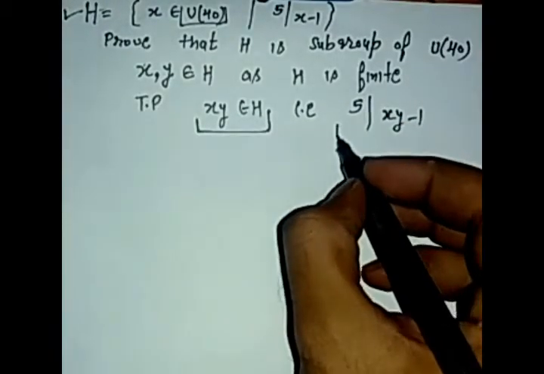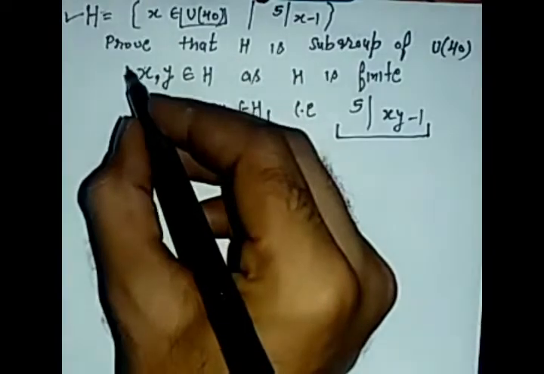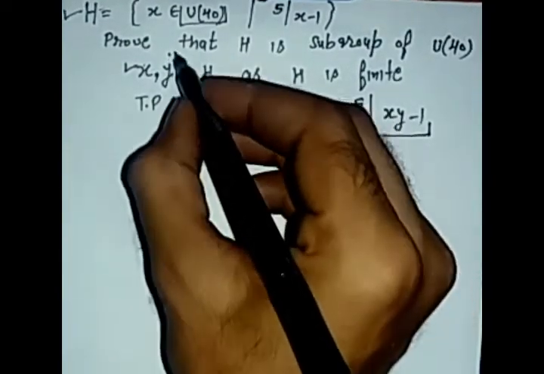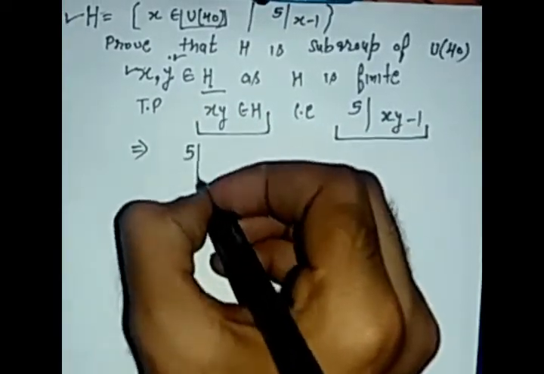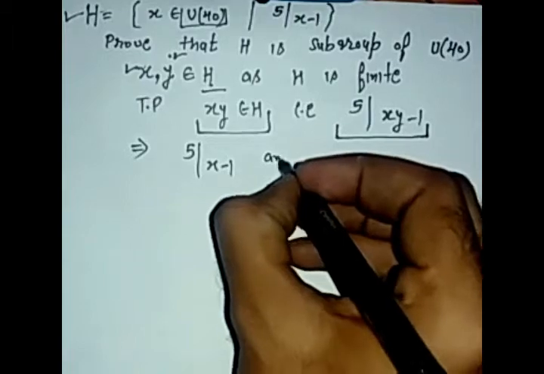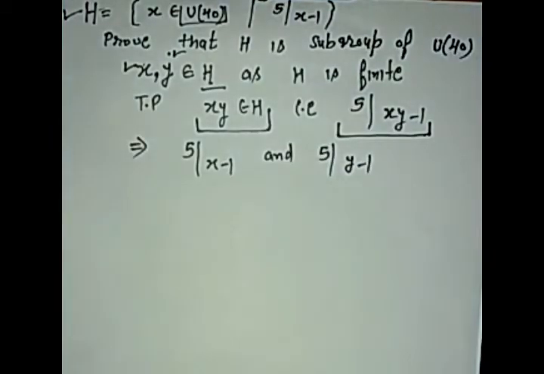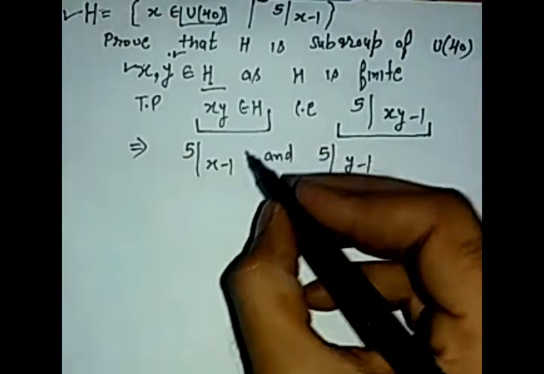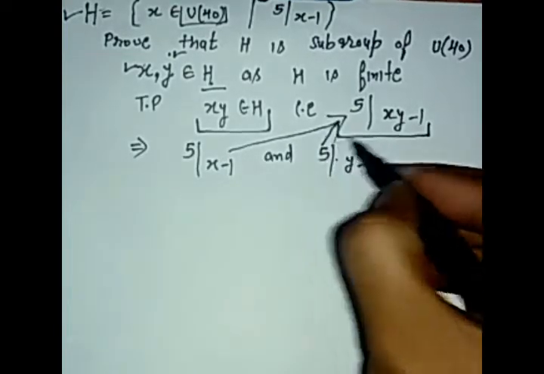Now how can we prove that? As x belongs to H and y belongs to H, it implies 5 divides x minus 1 and 5 divides y minus 1. This is clear. Now using these two conditions we have to prove this condition.